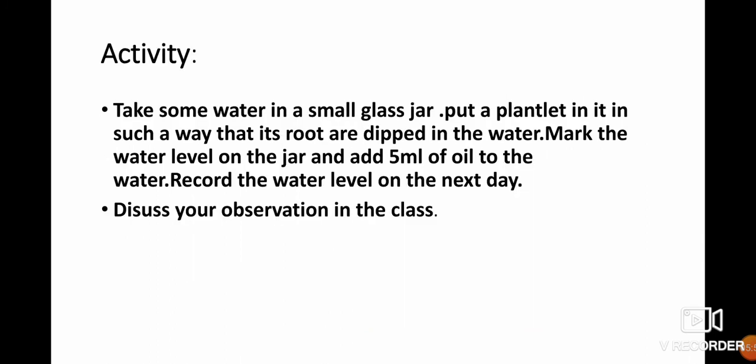Next, we have to do the activity. Take some water in a small glass jar. Put a plantlet in it in such a way that its roots are dipped in the water. Mark the water level on the jar and add 5 ml of oil to the water. Record the water level on the next day. Discuss your observation in the class. You have to do this activity, observe it, and when school starts, you have to tell me the answers.